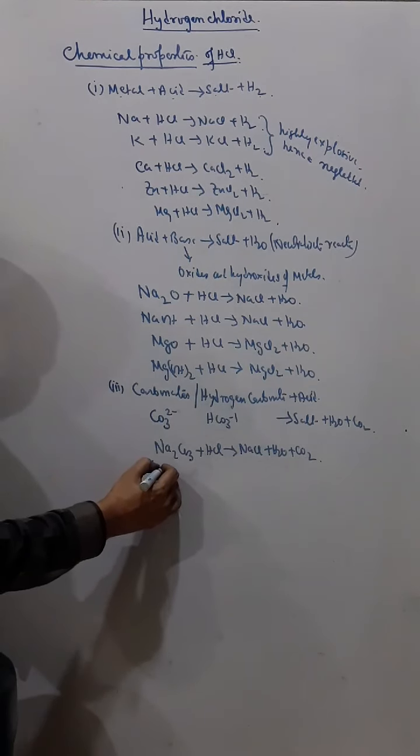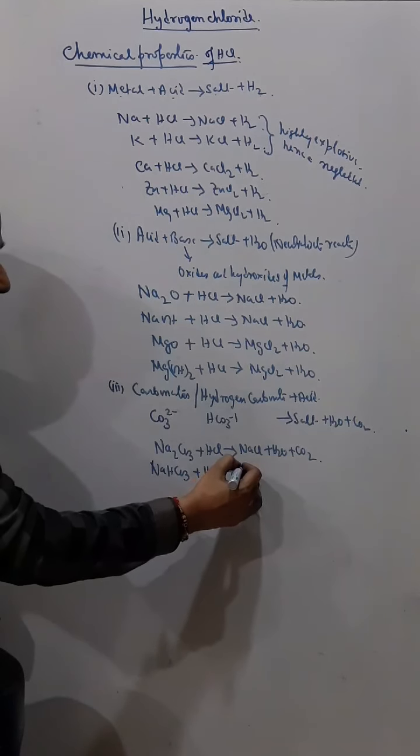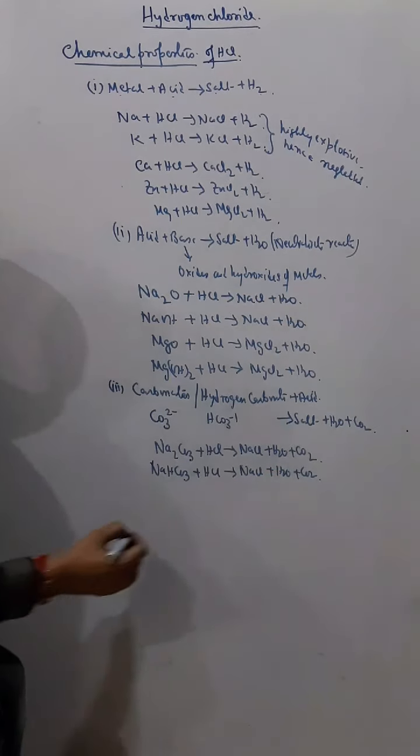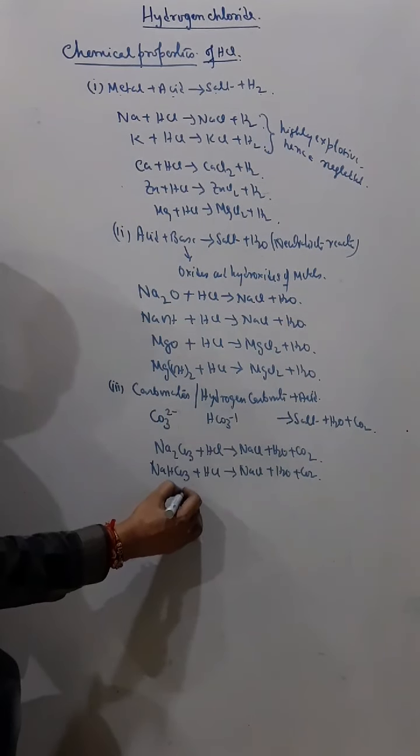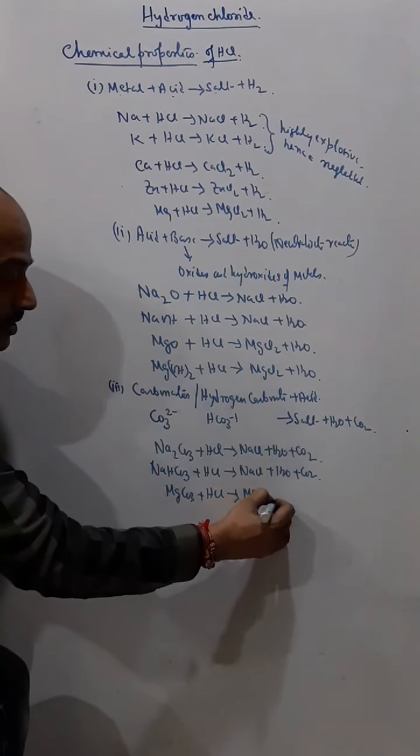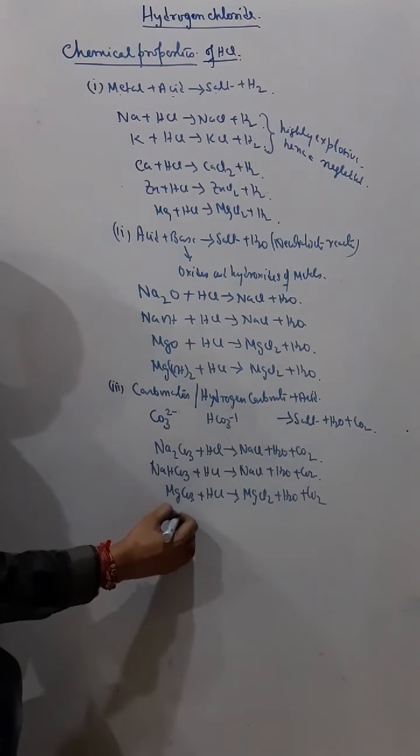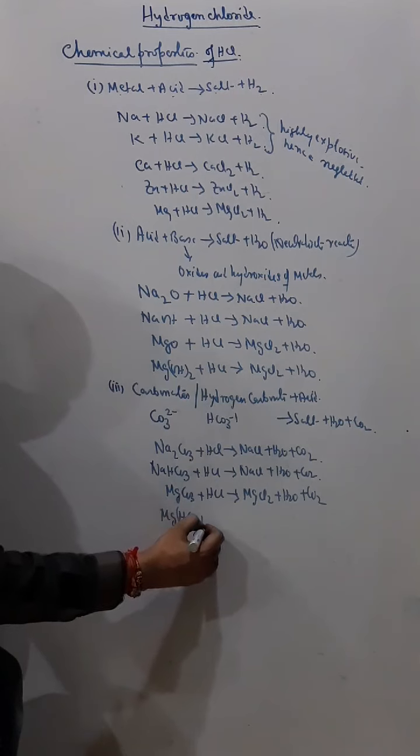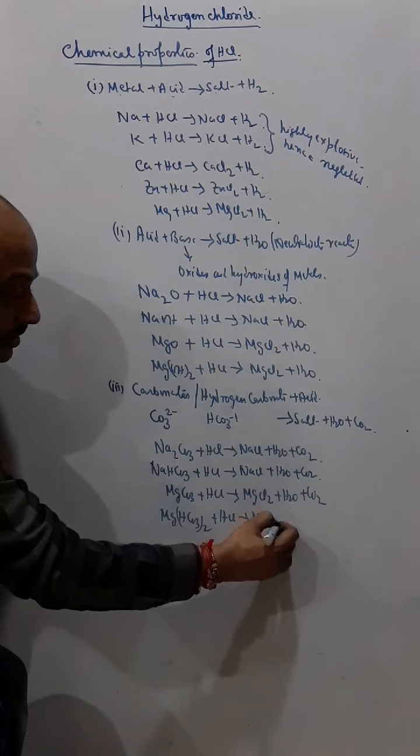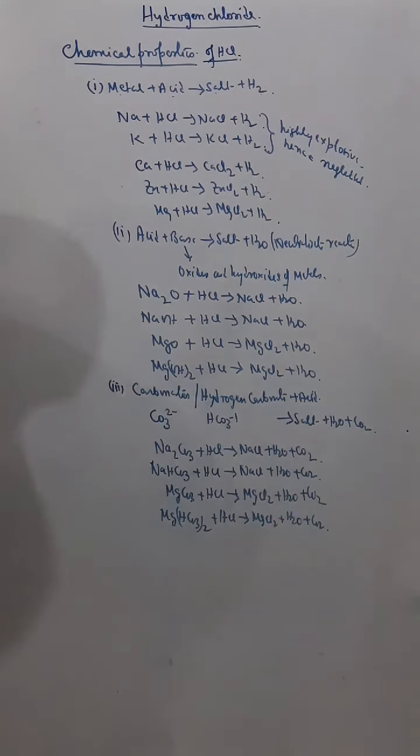Similarly, if you take sodium hydrogen carbonate, also known as sodium bicarbonate, plus HCl, will give you again NaCl plus H2O plus CO2. Similarly, if you take magnesium carbonate, MgCO3 plus HCl, will give you MgCl2 plus H2O plus CO2. And similarly, magnesium bicarbonate Mg(HCO3)2, again plus HCl, will give you MgCl2 plus H2O plus CO2. Okay.